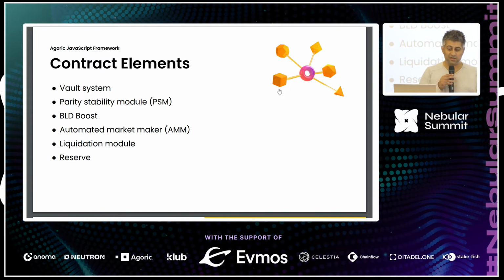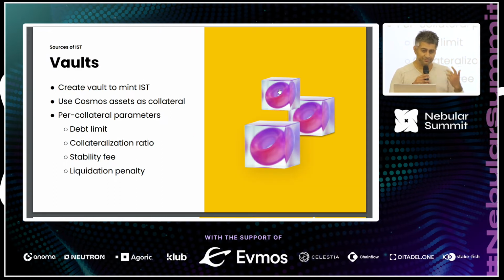We have a native automated market maker, because DEXs rule everything around them. We have a liquidation module that is plugged into that automated market maker, and then there is a stability reserve that is always the fallback mechanism to ensure stability of the protocol under extreme volatility. So you think of vaults.